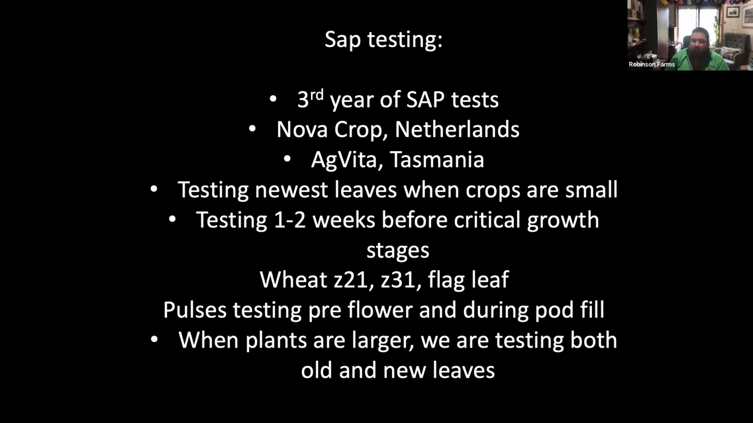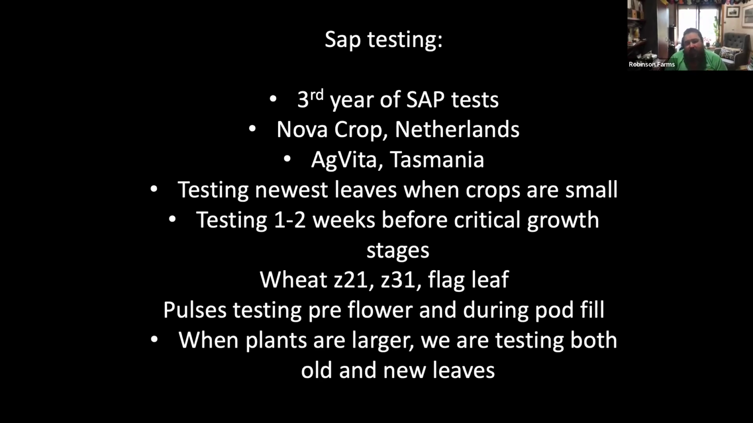So let's talk about wheat. We're testing around Zadoks 21, when that wheat plant's trying to decide how many tillers it wants to put on. And then Z31, when we get a node in the bottom of the plant. That's thinking about head length and head strength. And then also flag leaf. We test before flag leaf so we can apply the nutrients on the flag, so those plants have got the nutrients to go into grain fill. Pulses, we're testing pre-flowering and then during pod fill.